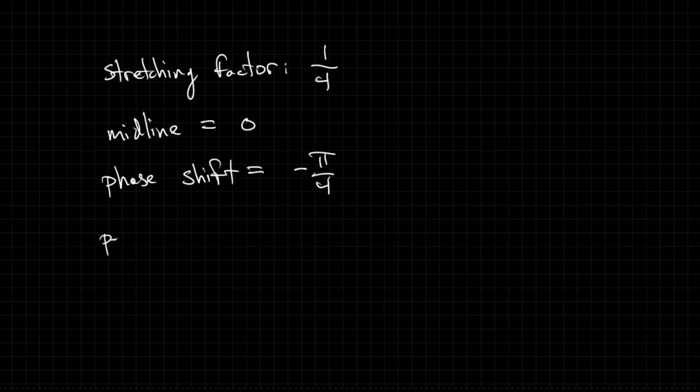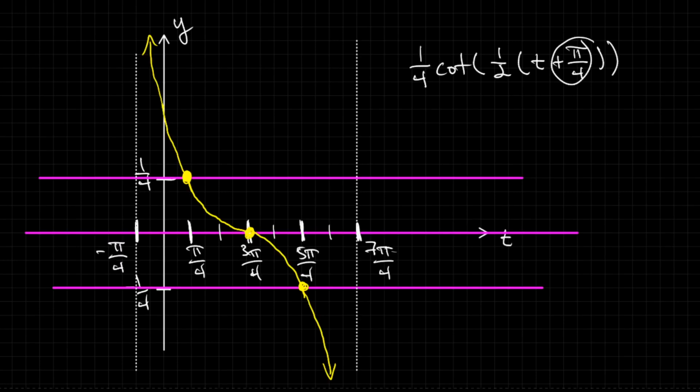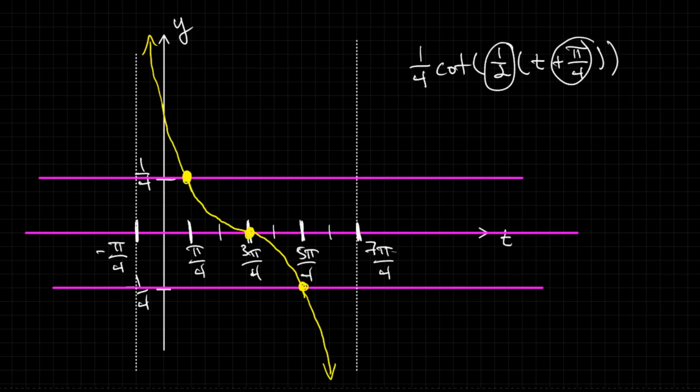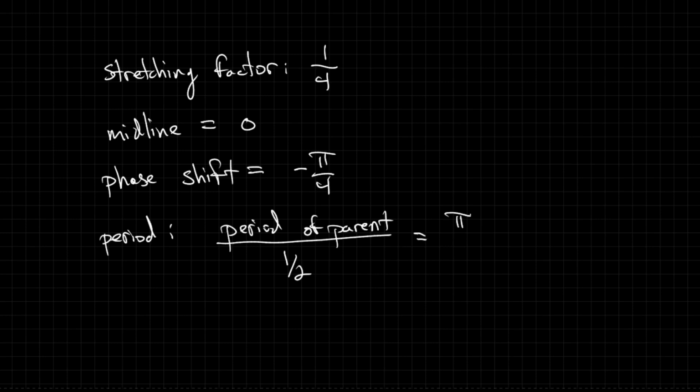And finally, the period, you can find one of two ways. You can take the fifth point and subtract the first, or you can take the period of the parent function and divide by what's here. So I'll do that. So the period of the parent divided by, in this case, it's going to be 1/2 because that's what's multiplying the t. And the period of the parent is pi. So this is pi divided by 1/2, or in other words, 2 pi. And of course, you could take the fifth and subtract the first important t value and get the same period that way as well.